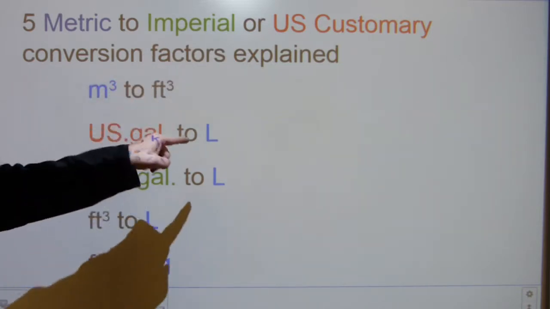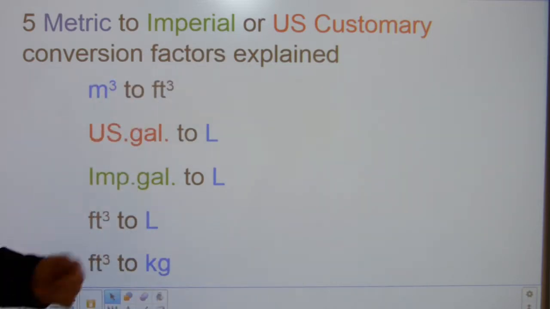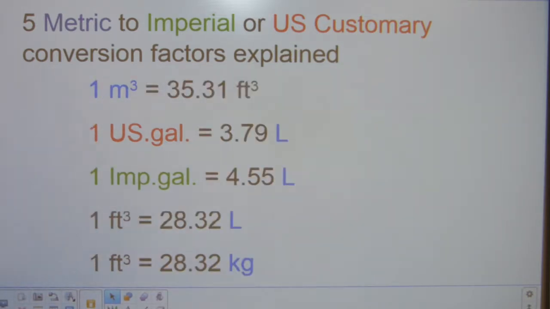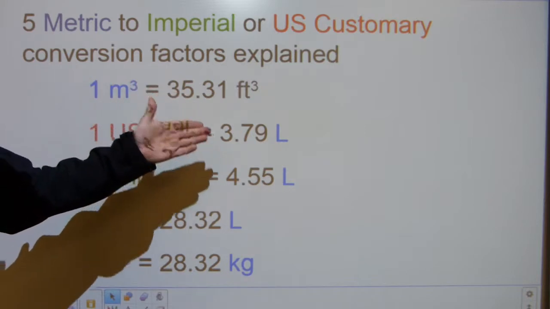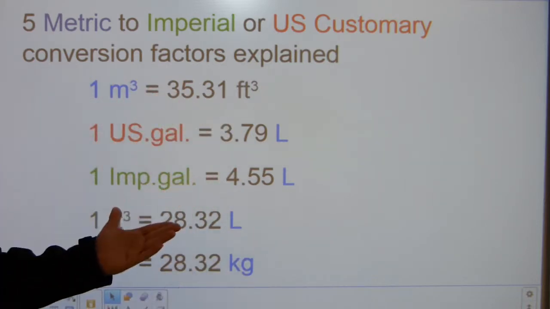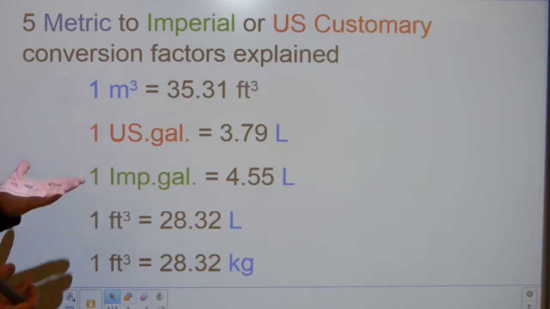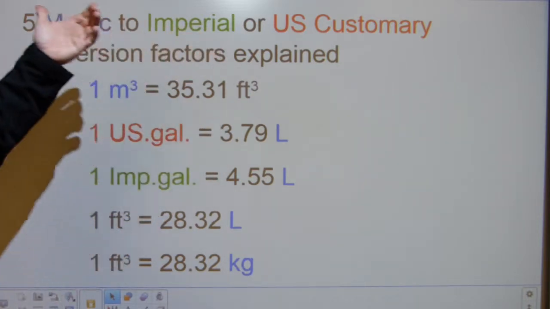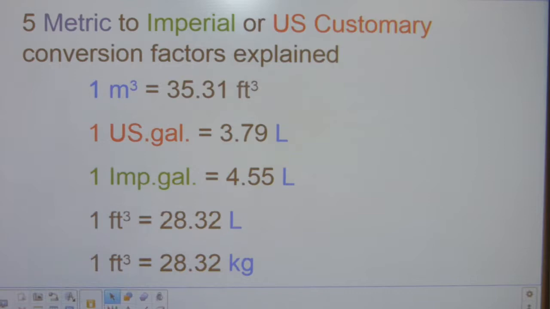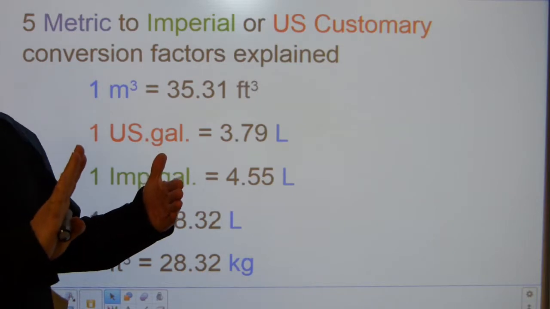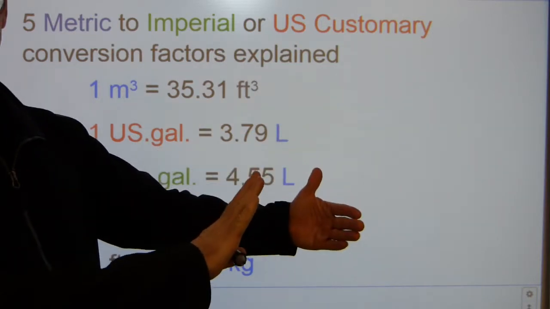So cubic meters, cubic feet, liters, US and Imperial gallons and kilograms will be featured in this video, and their conversion factors, these numbers that tie these units of measures together in the three different systems as conversions are being done from either metric to Imperial or metric to US Customary. In this video I'm going to focus on two things about these numbers. Firstly, what they mean, and second, where they come from.